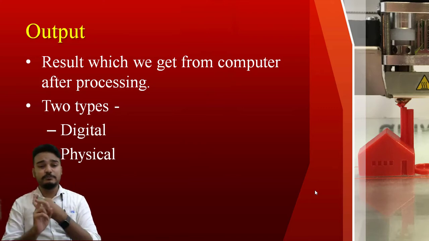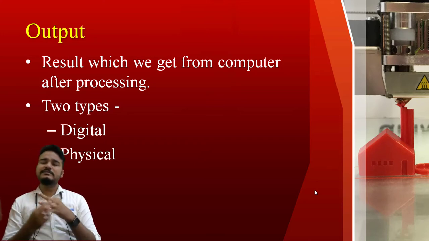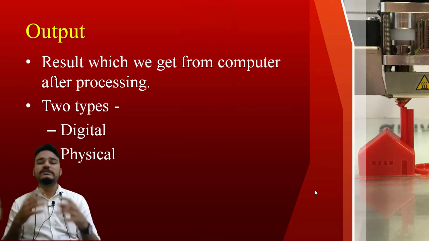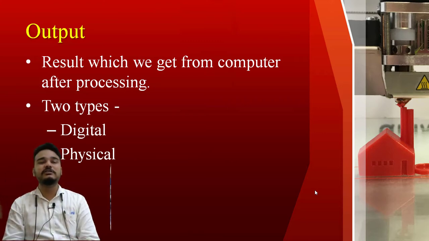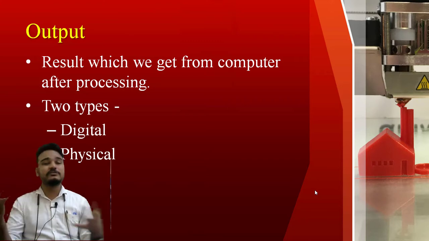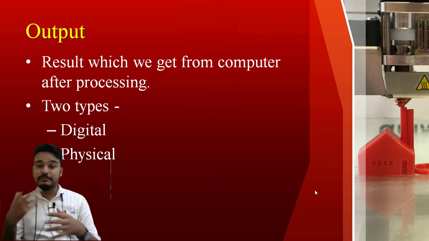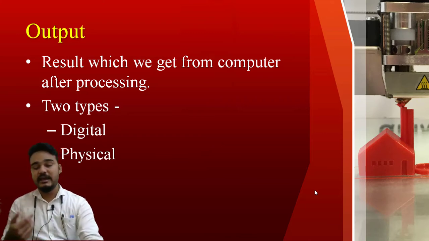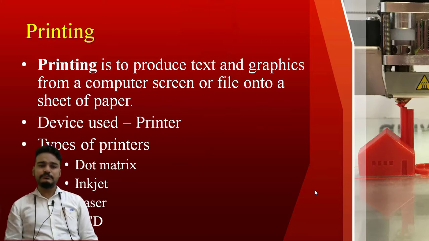So output will be of two types, maybe digital and maybe physical. Digital and physical ये क्या है? So digital means you can see on the screen only, like on your monitor, like on your projector or somewhere else. Physical means you can take a print out of it, आप उसे print कर सकते हो, you can see it and you can touch it actually. So that is the physical thing.